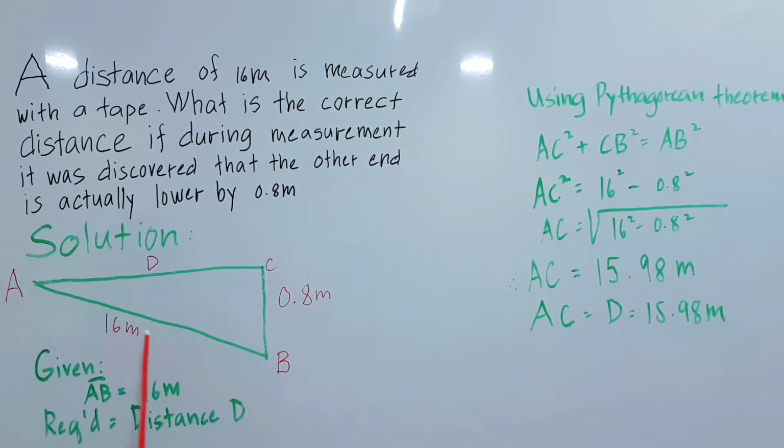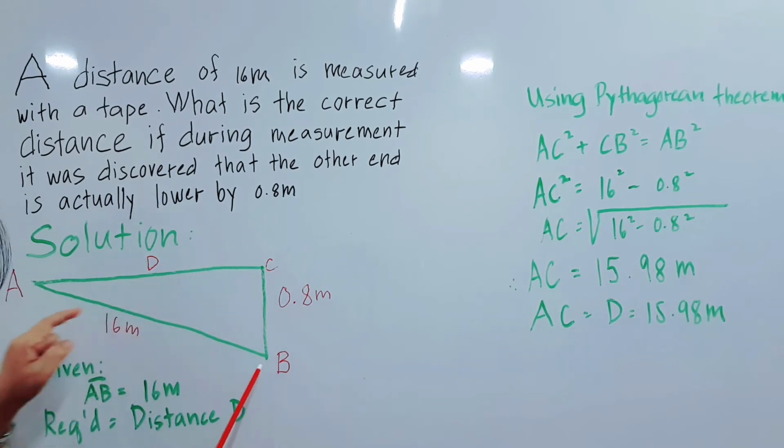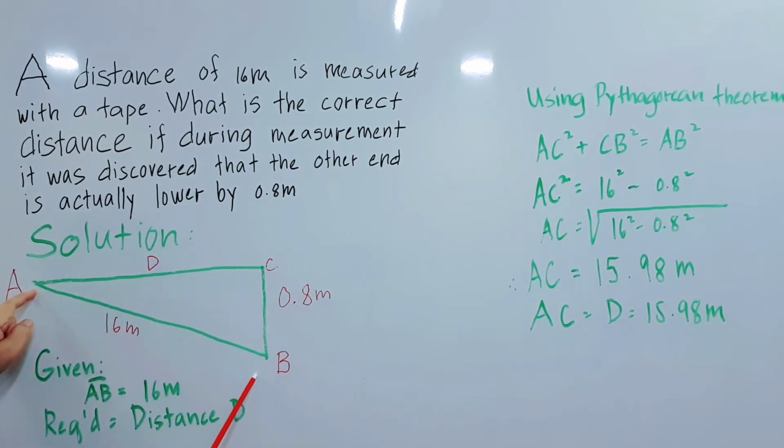So, ngayon, base dito, naging right triangle na ang ano natin. Kasi yun ang ma-figure out natin from the original. Bumaba na dito. So, naging right triangle. So, dito, two sides are given. Of course, we have to use the Pythagorean theorem, which states that AC squared plus CB squared is equal to AB squared.